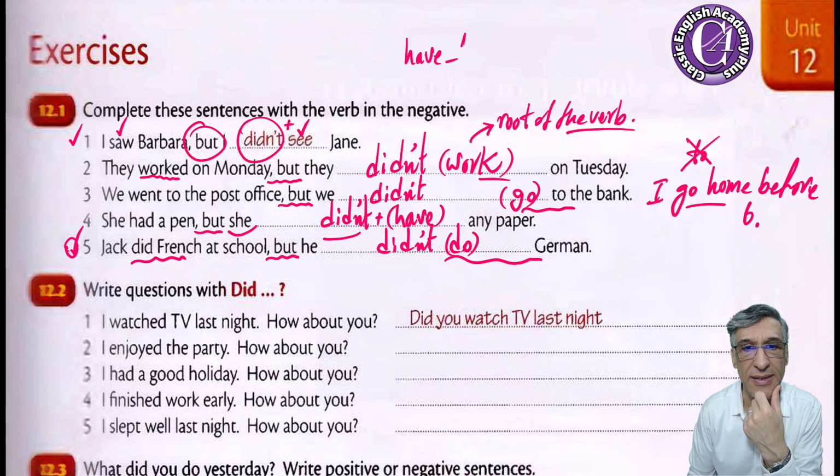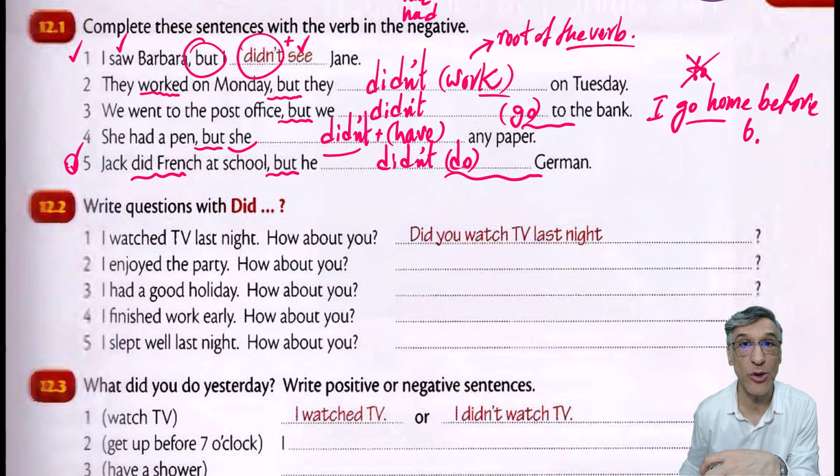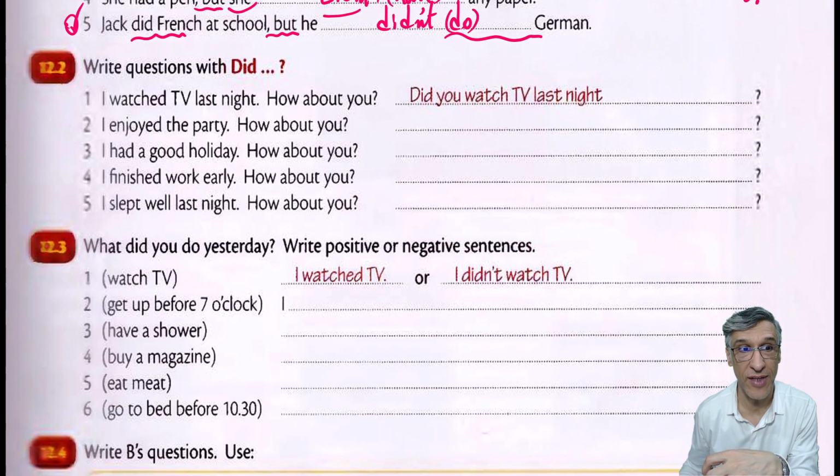Have and has are the first part of the verb. The second and the third are the same. Have and has, but between these two, the root is this one. This is our root. So after didn't or did, we use have, not has. Never. Okay, clear. Let's go for another exercise, 12.2.